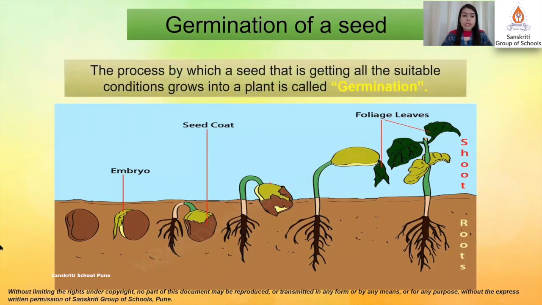So the process by which a seed that is getting all the suitable conditions grows into a plant is called germination. So this whole process is known as germination. The process from a seed to a plant is known as germination. And the three conditions are very important for the germination of the seed. It's air, water, and sunlight. Okay, when the three conditions are given, then this process of germination happens.